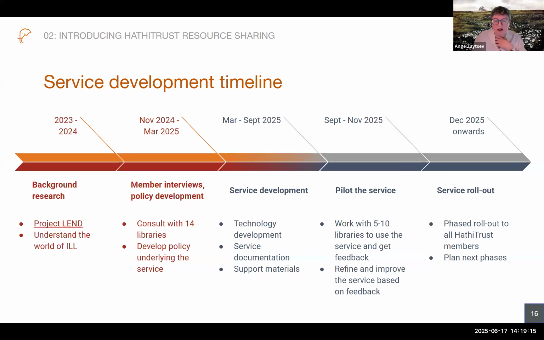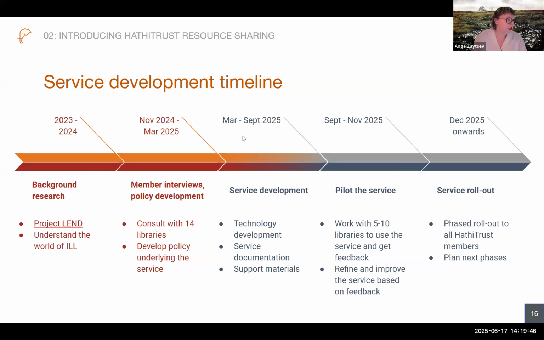These were questions around local approaches to copyright, whether libraries follow CONTU or not, or what the different approaches are there. Questions about vendor integrations or workflow implementations. And also, in the beginning part of this year, we worked on developing our service policy so that as we go into the service development, we knew how to build out the service.